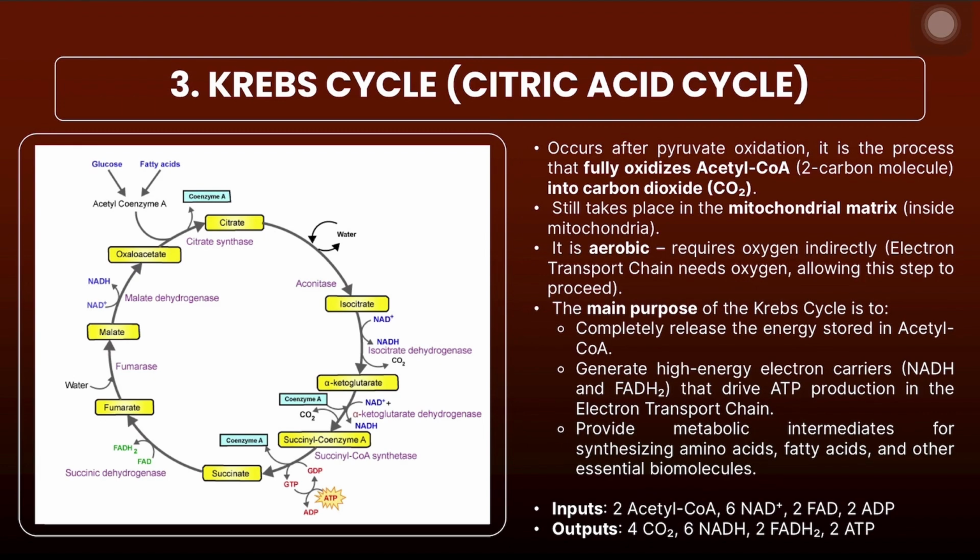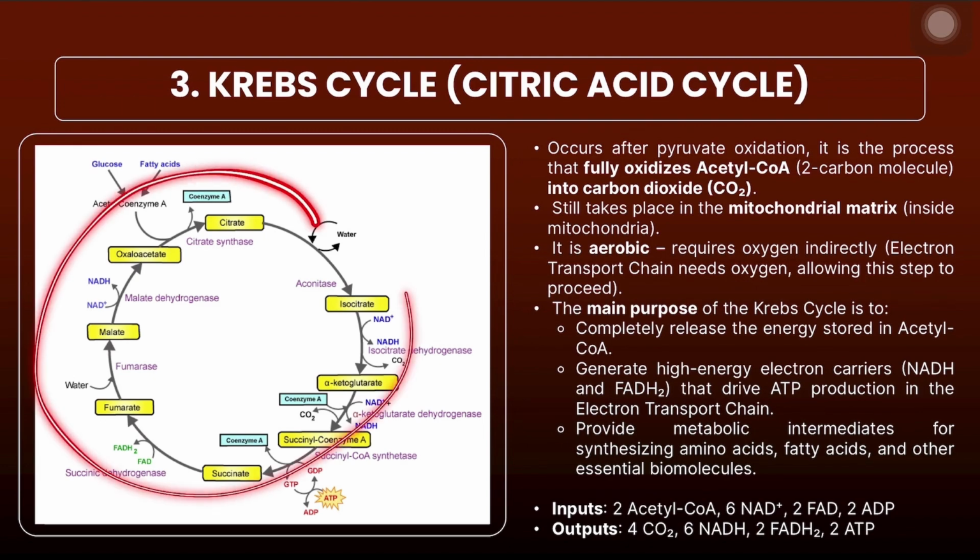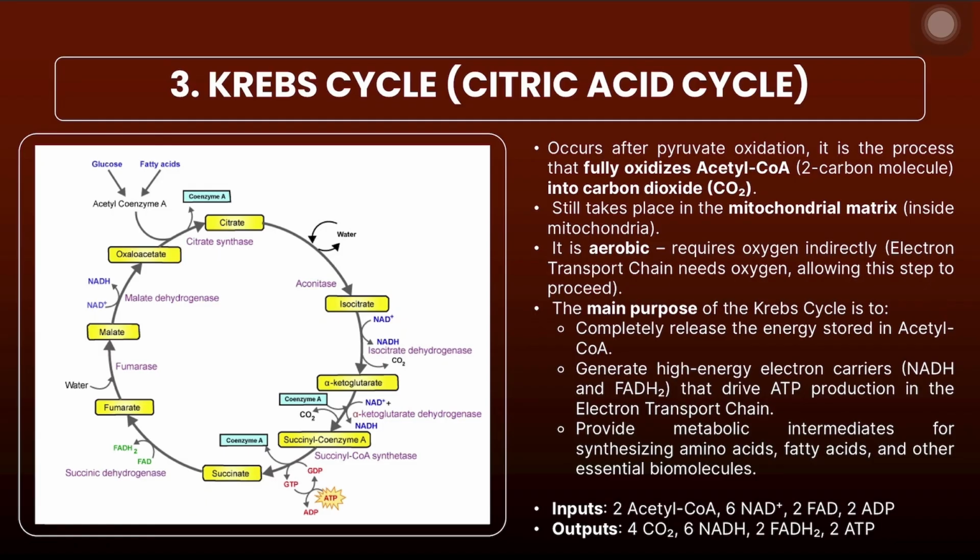The entire Krebs cycle also occurs in the mitochondrial matrix, the innermost space of the mitochondria. This process is aerobic, meaning it indirectly requires oxygen. Even though oxygen isn't used in this step, the electron transport chain that follows will need oxygen to keep the cycle running smoothly. So again, this process is aerobic.